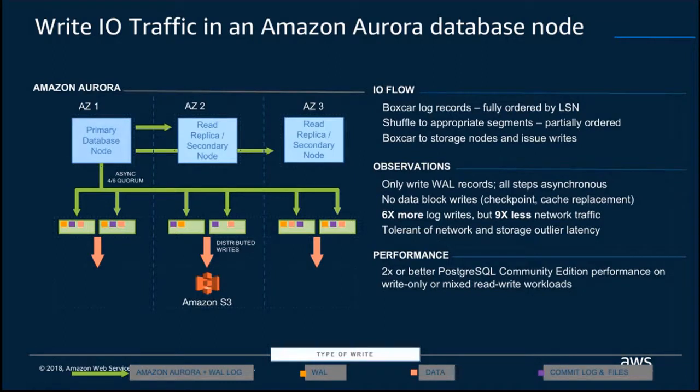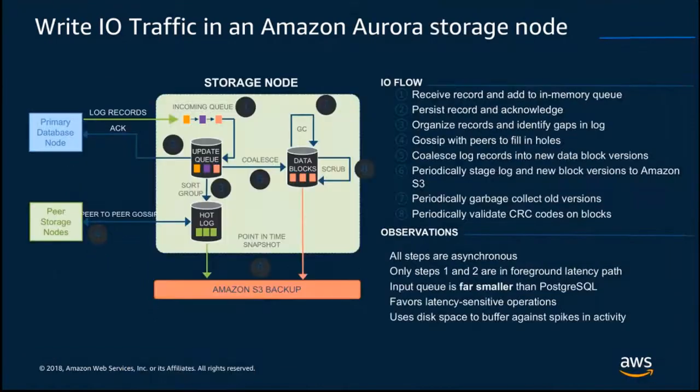And when we measure it, you might say, wait, you're doing 6 times more log writes, which we are, but overall there's 9 times less traffic on the network between the database nodes and the storage system. So we're doing more log writes, but a lot less of all the other kinds of I/O. So overall, it's a much more efficient architecture.